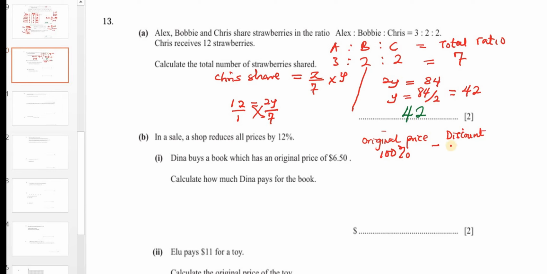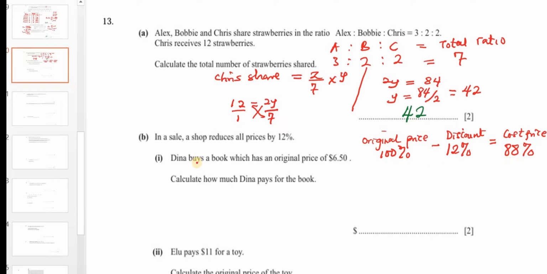The discount price given, that will be what? Then it will be equal to the amount paid. That's the cost price. So let's look at it from this perspective. When I subtract 12 from 100, that gives me 88%. So the cost price after the discount of 12% is 88%.